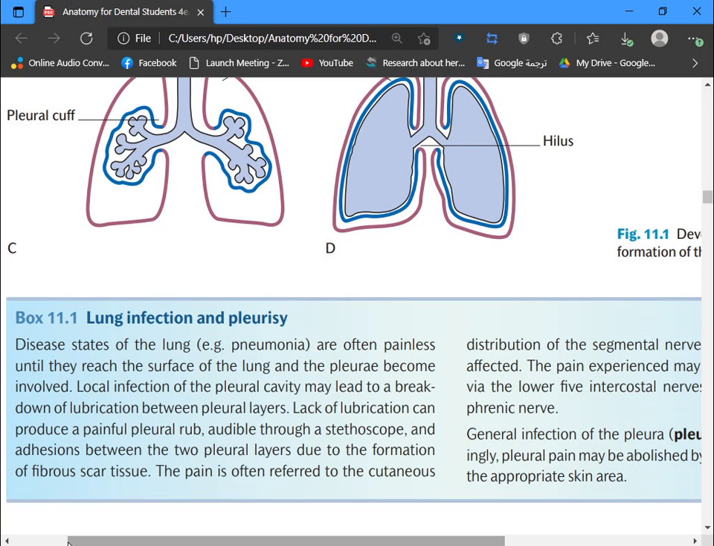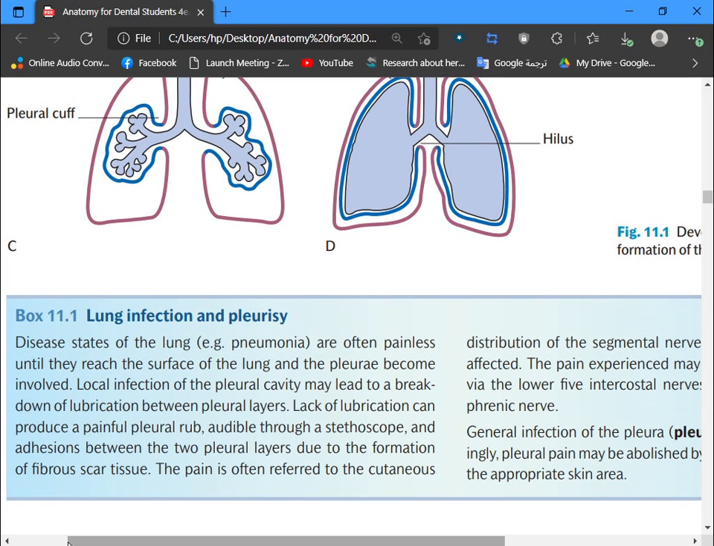Lung infection and pleurisy. Disease states of the lung, for example pneumonia, are often painless until they reach the surface of the lung and the pleurae become involved. Local infection of the pleural cavity may lead to a breakdown of lubrication between pleural layers. Lack of lubrication can produce a painful pleural rub, audible through a stethoscope, and adhesions between the two pleural layers due to the formation of fibrous scar tissue.